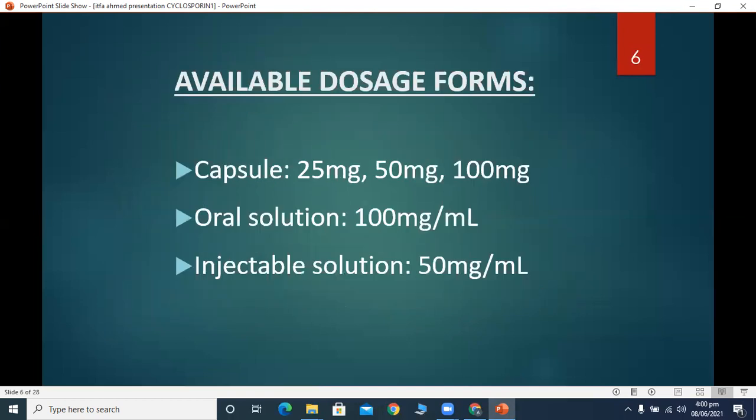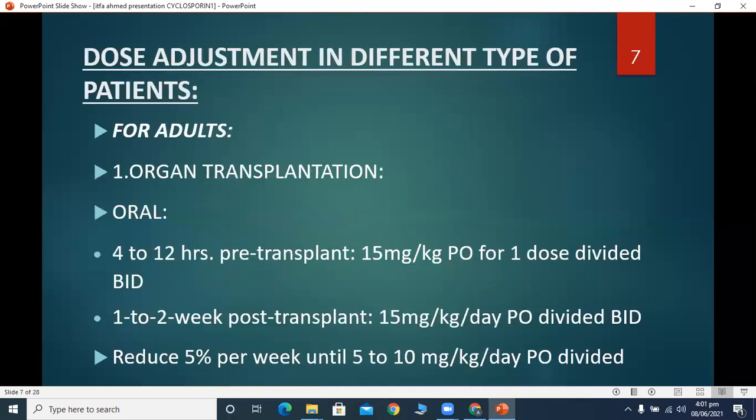Now, this drug is available in different dosage forms. We will discuss what these dosage forms are. In capsule form, it is available in 3 doses, that is 25 milligram, 50 milligram, and 100 milligram. It is present as an oral solution in 100 milligram per ml. Also, it is present in injectable solution, that is 50 milligram per ml.